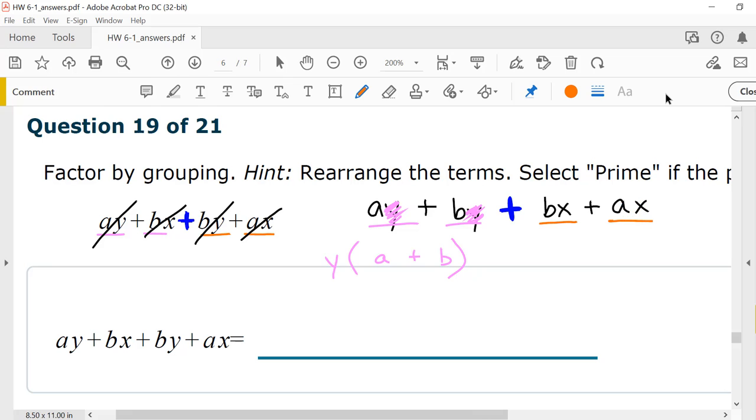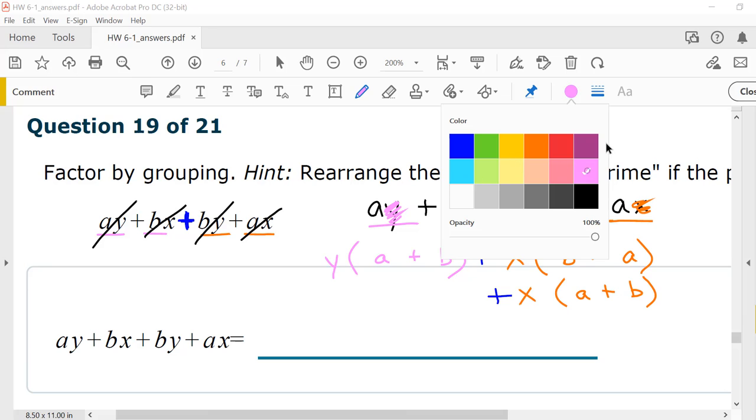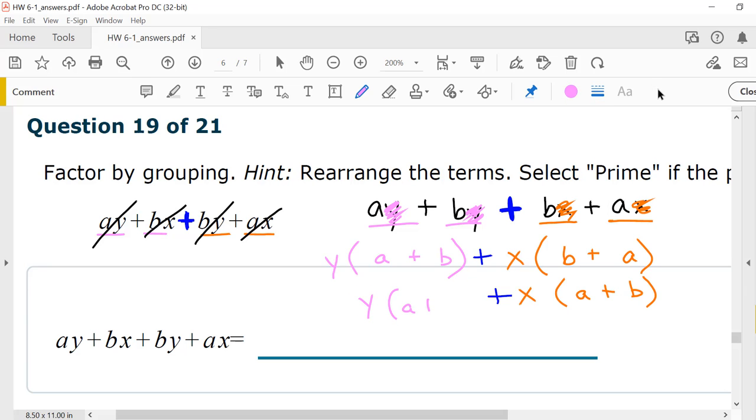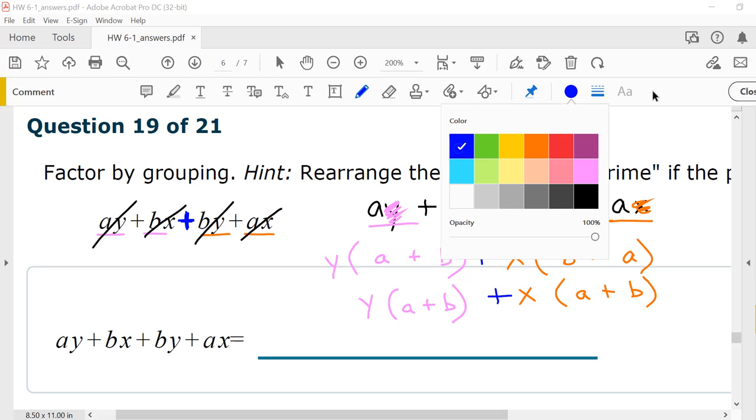For my orange two terms, I have an X in common, so I'm going to, oops, I forgot my blue plus. I'm going to factor out an orange X. I'm left with B plus A. Now be careful, since they are a plus, you know that A plus B is the same as B plus A. So I'm going to write this one as A plus B. Y times A plus B plus X times A plus B.